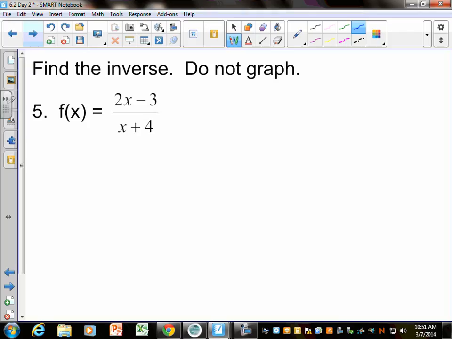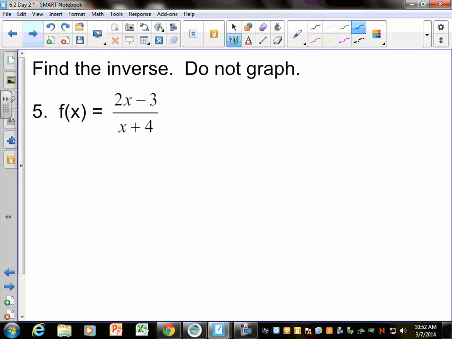In Algebra 2, you never found an inverse of something like this. If you took pre-calculus, we did find an inverse of something like this. People didn't like it very much. It was probably the most missed question on the test over inverses that we took, because it's a little tricky. When you mix these up, you now have a y on the top and a y on the bottom, right?